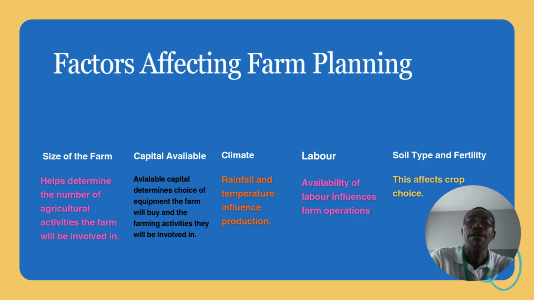The next factor that affects farm planning is labor. How much labor do you need in your farm? Obviously, if you have the right amount of labor, this will increase productivity of a farm. The next thing is the soil. Is the soil fertile enough? If the soil is not fertile enough, then you have to plan for fertilizers to supplement the farm nutrients. So all these are the factors that influence a farmer towards farm planning.